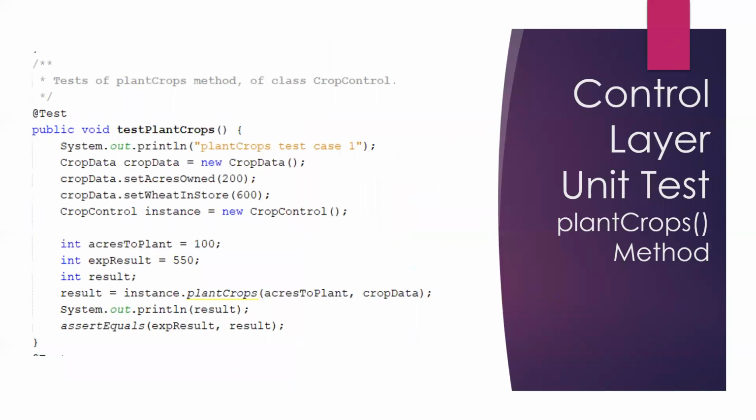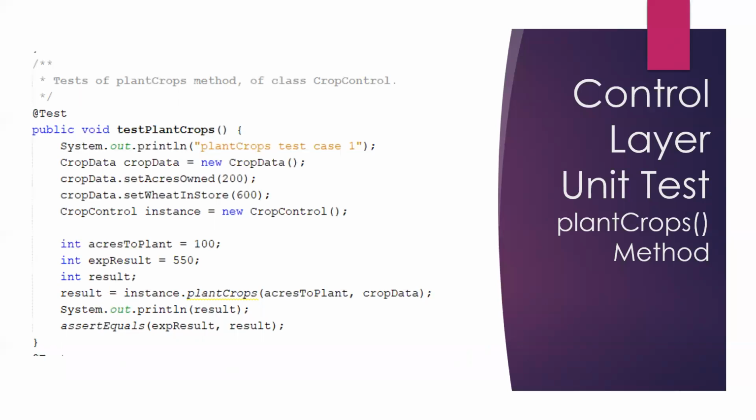Next, I would like to talk about unit tests. The code that you see on this slide is a method that I wrote for the plant crops method in a control layer, and this is a unit test. First, it prints out plant crops test case 1, so we know which test is performing.